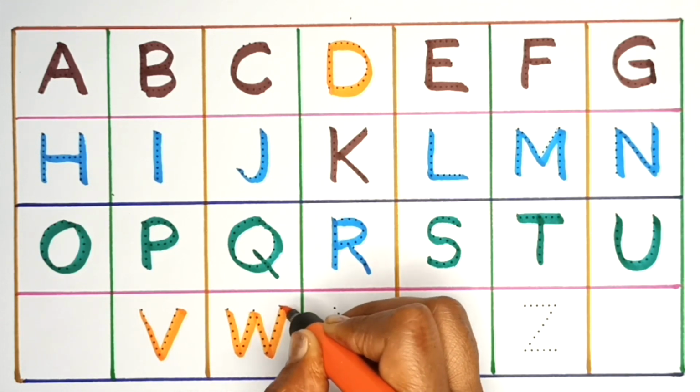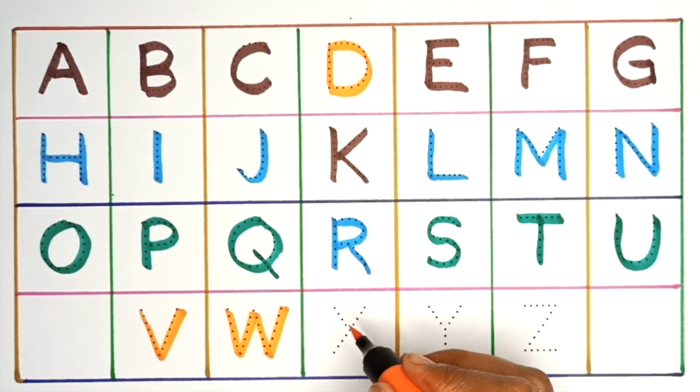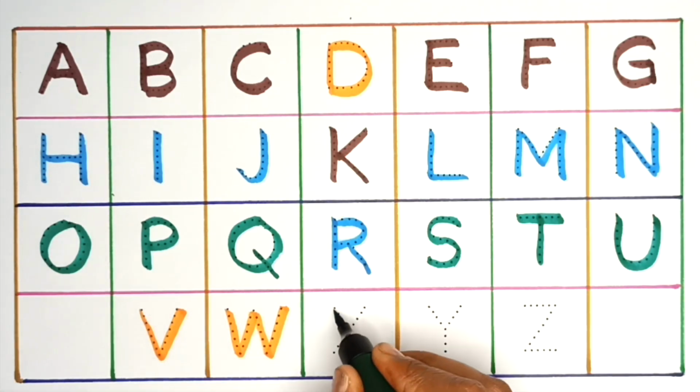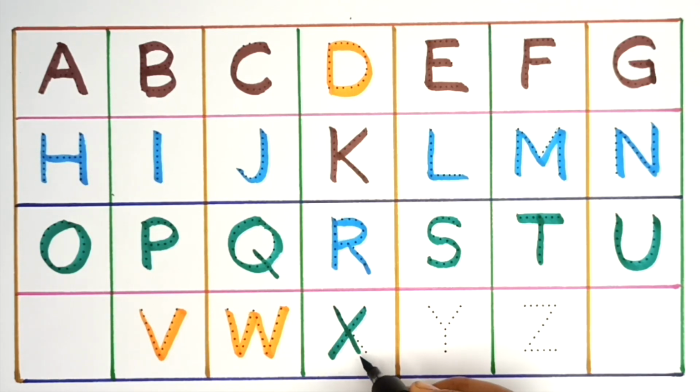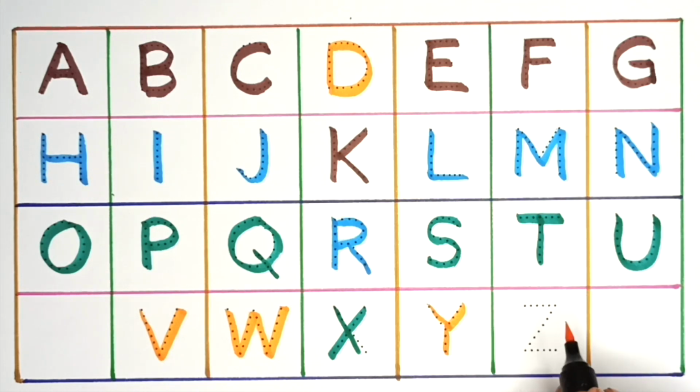W, W for watch, W. X, X for xylophone, X. Y, Y for yak. Z, Z for zebra.